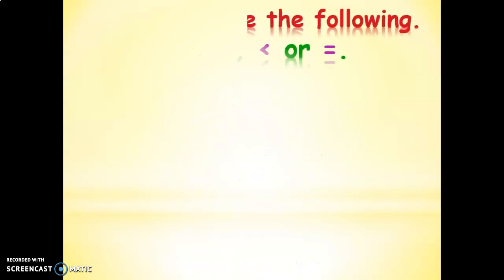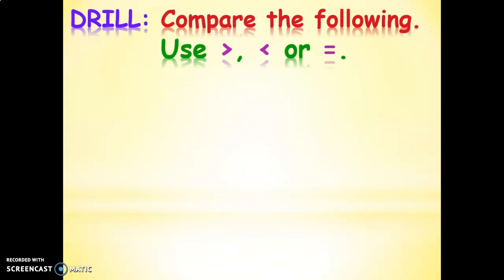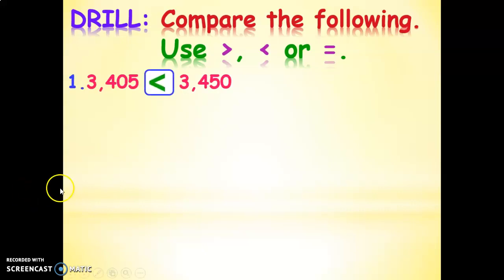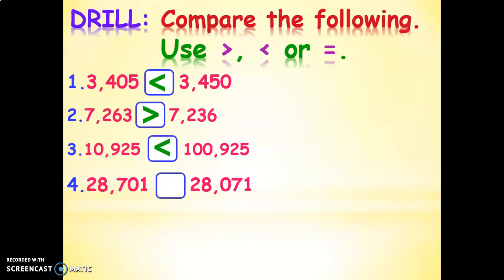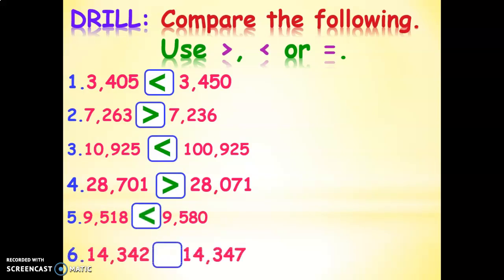If you are finished, we can now see if your answers are correct. So for number 1, the correct answer is less than. 3,405 is less than 3,450. For number 2, the answer is greater than. For number 3, less than. Number 4, greater than. Number 5, less than. Number 6 is less than.